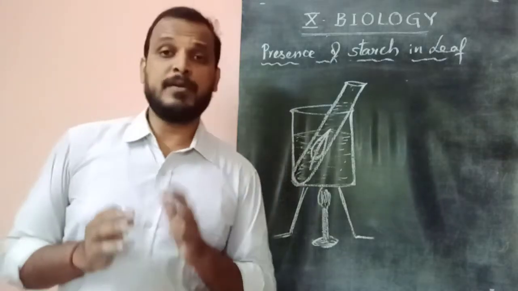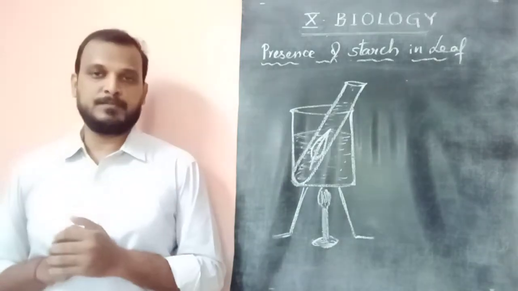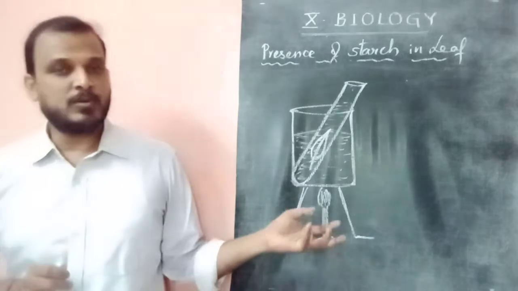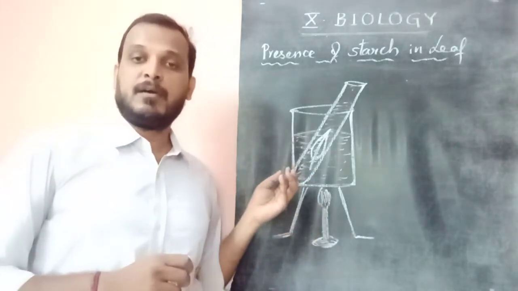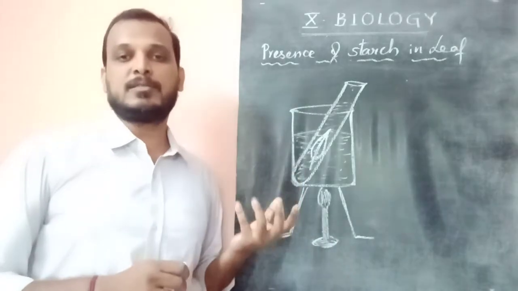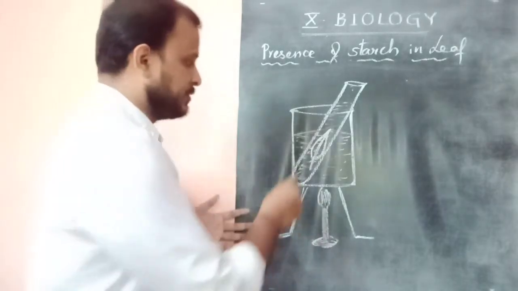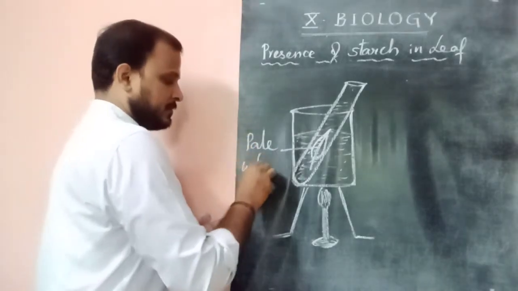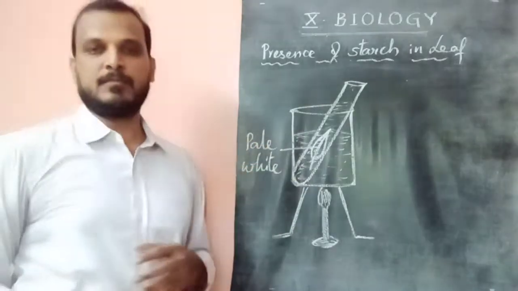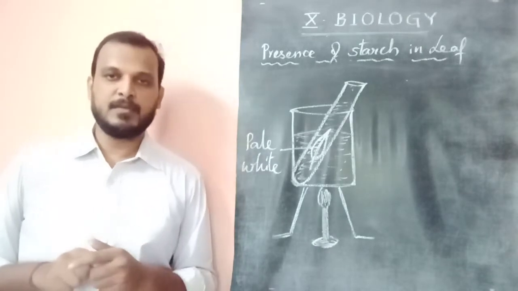Dear children, our intention is to remove the chlorophyll to test with iodine. So supply the heat source. The water is boiling, and within a few minutes the methylated spirit also boils. Slowly the leaf turns into a pale white or colorless leaf, called a pale white leaf.